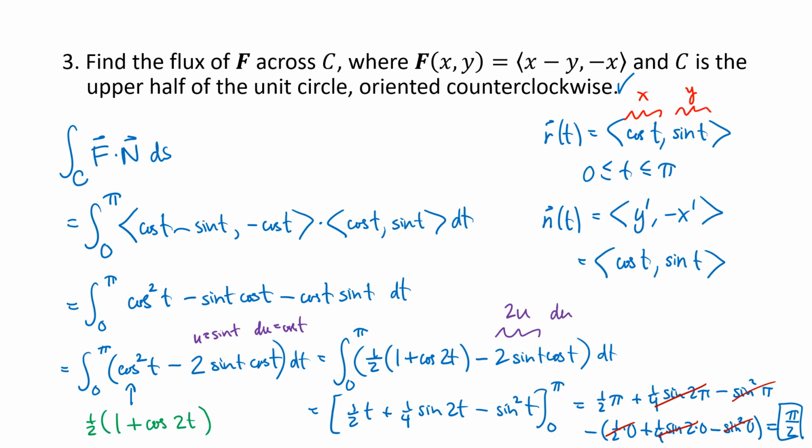So the way you want to approach these flux integrals is to find a parameterization if it's not provided for you, figure out the vector little n, which is y prime, comma, negative x prime, plug the parameterization into your vector field. So you get f with the parameterization plugged in, and n. You take the dot product and then you integrate with respect to t.